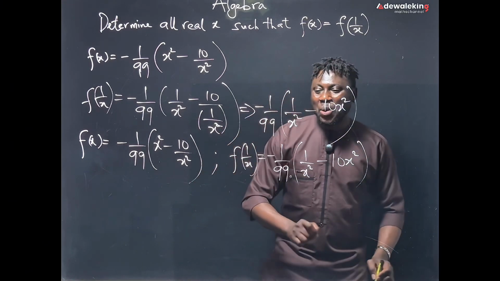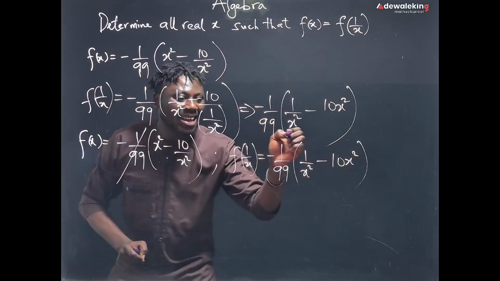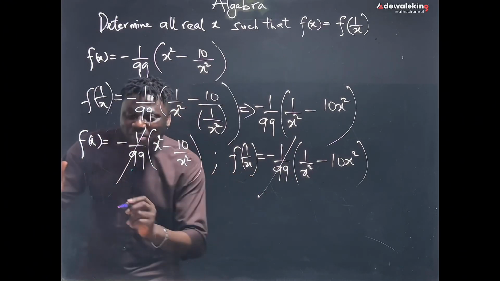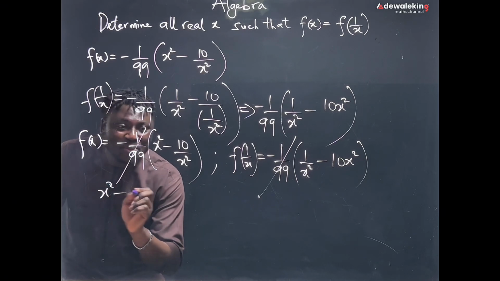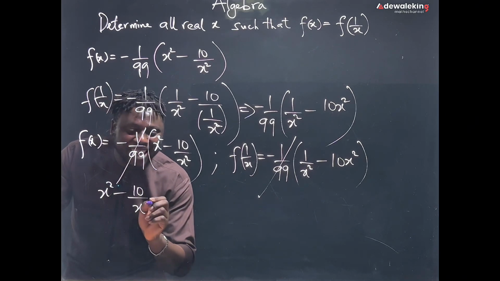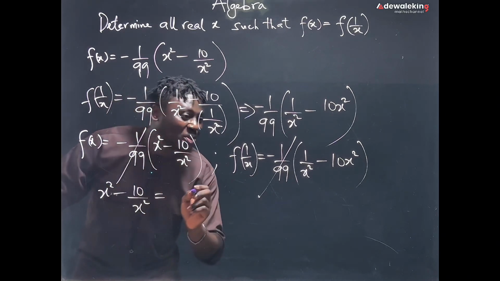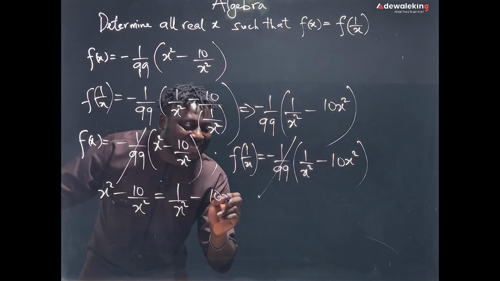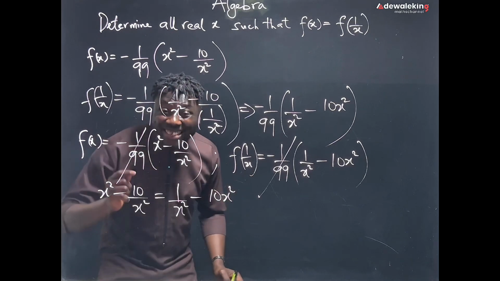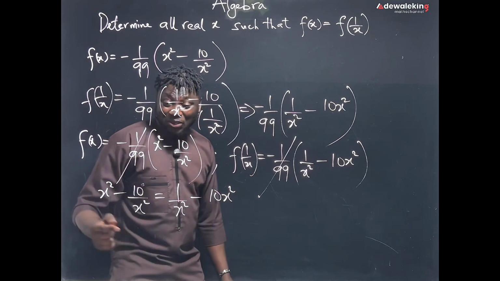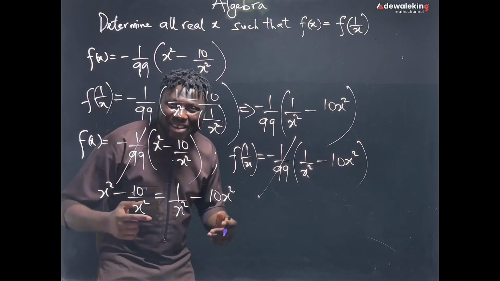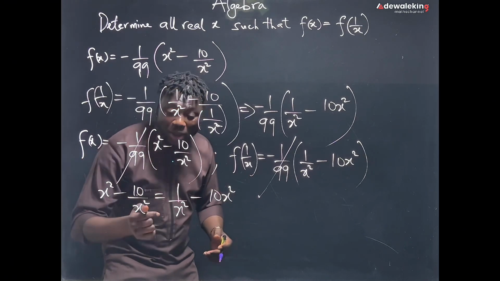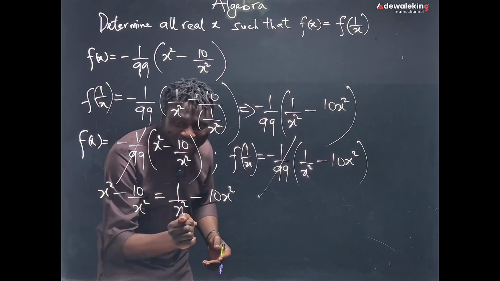From here, we can see that the common factor can cancel out from the equation, and that makes the equation x squared minus 10 over x squared equal to 1 over x squared minus 10 x squared. So we have a new equation. For this equation, we can find the value of x by multiplying both sides by x squared to eliminate this x squared and this x squared.